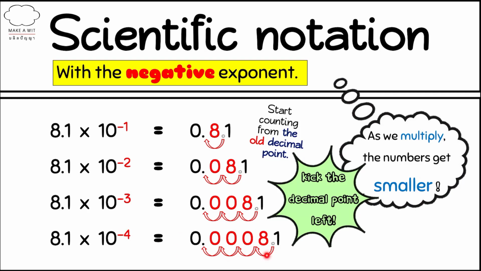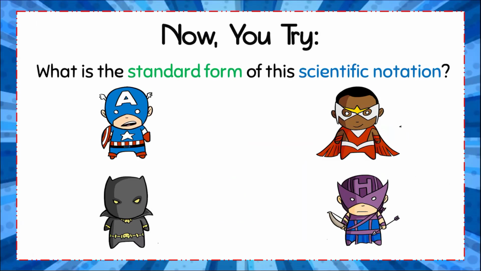So it will be the smallest number. Yeah, it can be even smaller if you use 10 to the power of negative 5, negative 6, on and on. Okay? Now, let's see. Let's try. It's your turn. But don't worry, I will help.